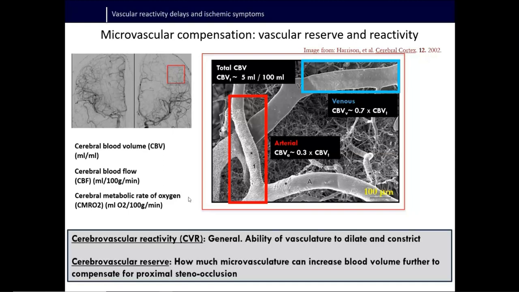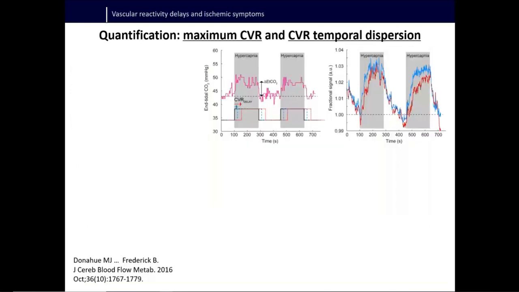So those are the things that we look at, and we talk about that in terms of cerebrovascular reactivity, which is really just, in general terms, the ability of the vasculature to dilate and constrict. We've heard a lot about that. And then more specifically, sometimes abbreviated CVR as well, cerebrovascular reserve. That's how much the microvasculature can increase the blood volume further in order to compensate for that proximal stenosis. Is it maxed out, or does it still have a ways to go?